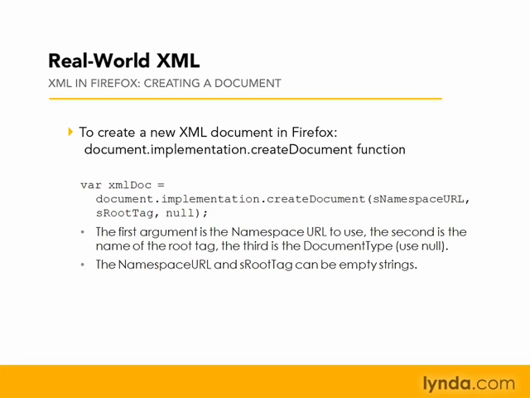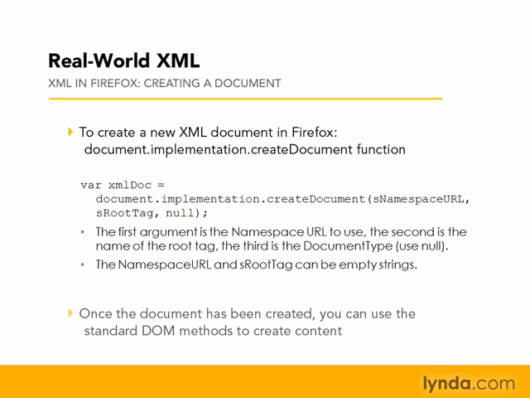And the third argument is the document type. And again, this is a bit of an advanced concept. For now, we're just going to use the constant null. And in fact, in most real-world situations, this is what you'll use anyway, so I'm not going to get too deeply into that. And as I mentioned, the namespace URL and root tag can both be empty strings, but typically what you'll want to do is at least pass a tag name as the second argument to save yourself a little bit of typing.